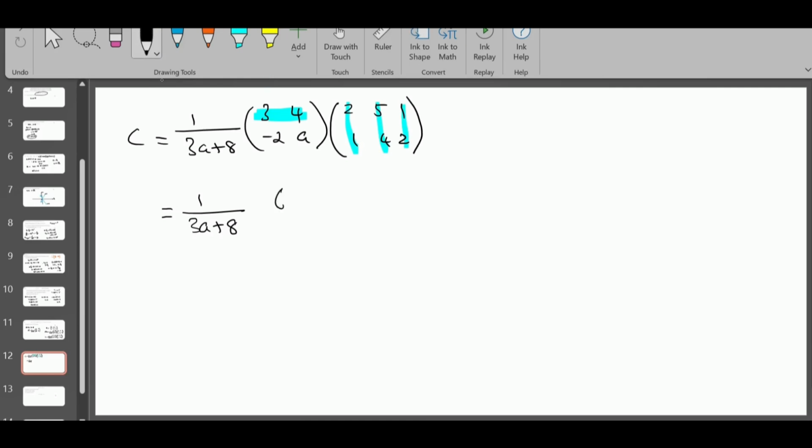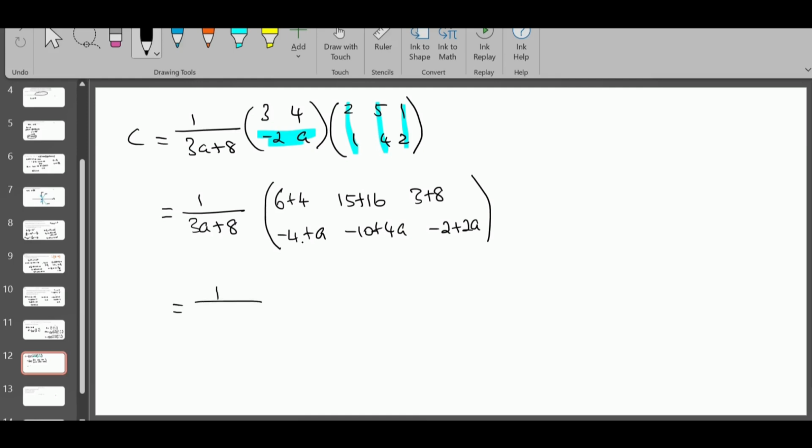So 3 2s are 6 plus 4. 3 5s are 15 plus 16. 3 times 1, 4 times 2. And then take the second row and do the same thing. So you will get minus 4 plus A, minus 10 plus 4A, minus 2 plus 2A.